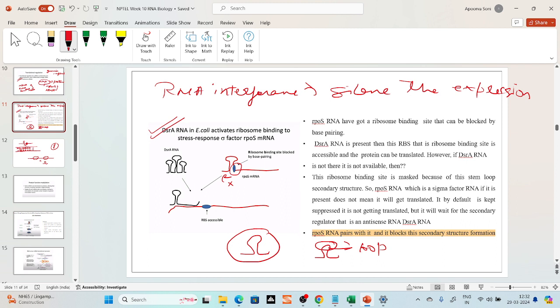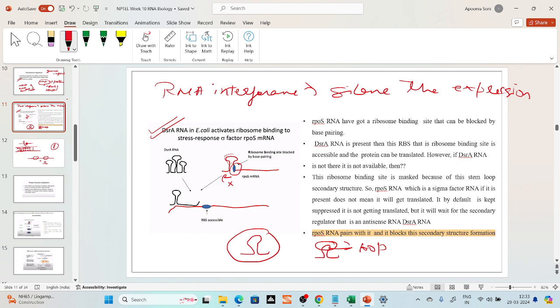See, this RPOS, this portion, it will come and it will bind with this structure, this RNA. This whole region will bind with this. So it is getting straightened up, and this is also straightened up. It will bind, so there will be no secondary structure formation. So this double-stranded DsrA RNA will come and bind with the RPOS mRNA, and hence it will prevent the secondary structure formation. And then the ribosome binding site is accessible, and the translation can happen.